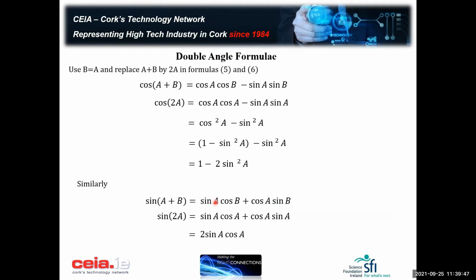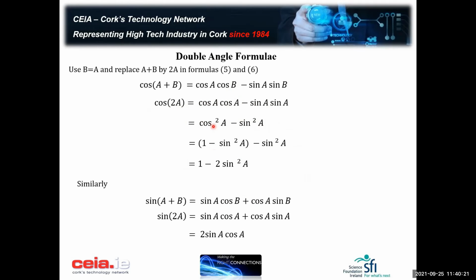The double angle formulae are a simplified version of the compound angle formulae, where you just put B equals A. For the cosine of A plus B, it becomes cosine of 2A. Just replace B by A in the formula. You get cos A cos A minus sin A sin A, which is cos squared A minus sine squared A. And that is one way of expressing cos 2A.